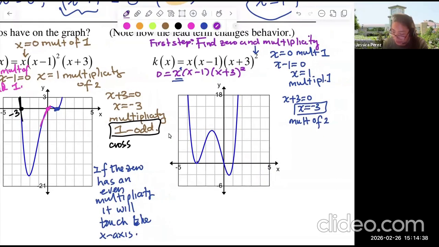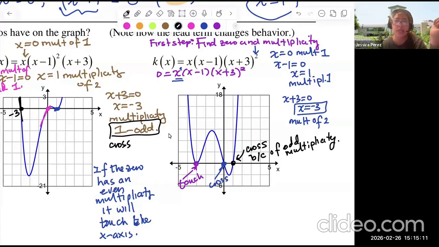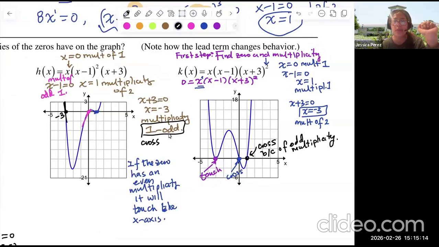So if I have a multiplicity of 2, that means I have an even multiplicity. So at negative 3, I'm only going to touch at the point 0. I'm going to cross at 0, because I'm crossing because I have an odd multiplicity. And last but not least, at positive 1, again, I'm going to cross because of the odd multiplicity. So please make sure that you are writing this down as we are going over these questions.